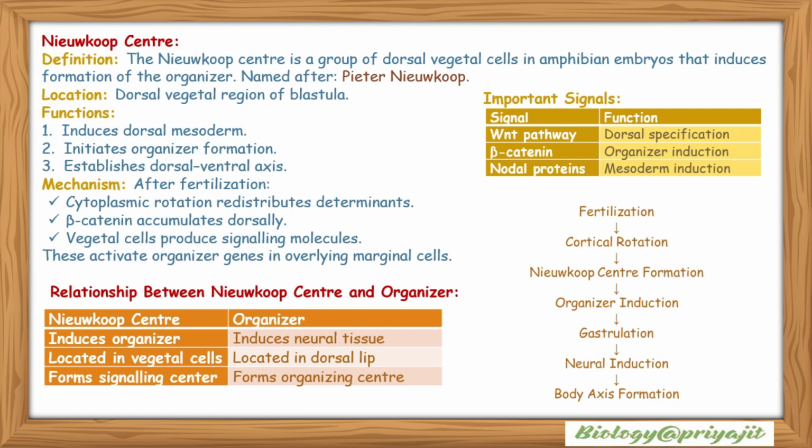These are the important signaling molecules: the WNT pathway, which is responsible for dorsal specification, beta-catenin for organizer induction, and nodal proteins for mesoderm induction. There is a relationship between the Nieuwkoop Centre and the organizer. The organizer induces neural tissue; the Nieuwkoop Centre is located in vegetal cells, in the dorsal tip. It forms a signaling center, an organizing center. So this is the summary of embryonic development in amphibia.